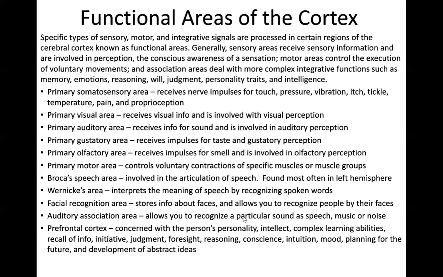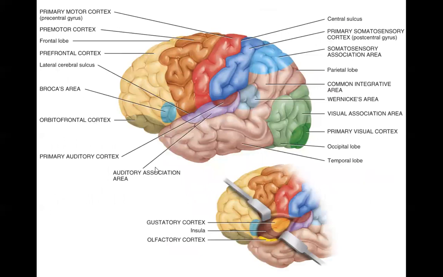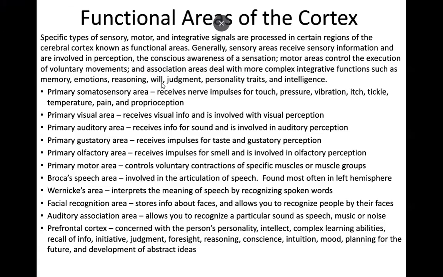Auditory association areas are where you recognize particular sounds as speech, music, or noise. So that allows you to understand that I'm speaking words and I'm not just humming, and I'm not singing. You can tell those things apart. And then your prefrontal cortex is a very big area, right deep to your forehead. And that's where your personality, your intellect, complex learning abilities, the recalling of information, initiative, judgment, foresight, your reasoning, conscience, intuition, mood, planning for the future, and development of abstract ideas.